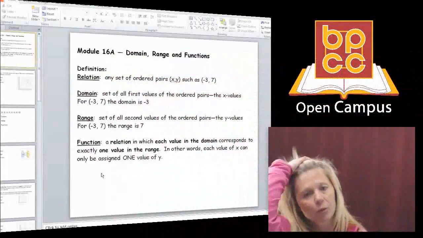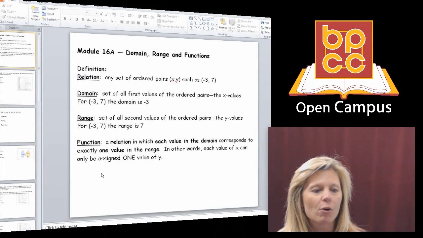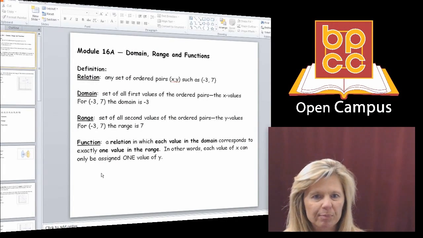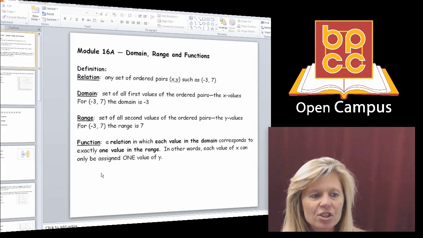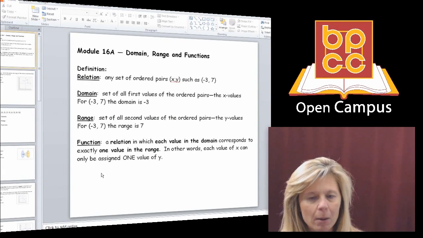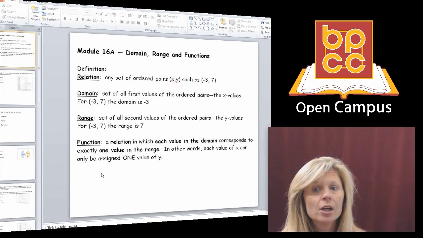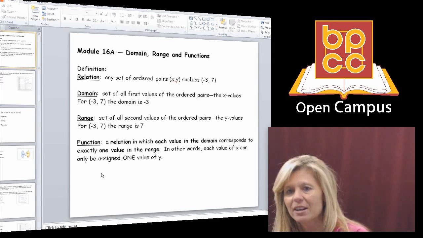Let's first look at the words we're going to be talking about today. We have 4 vocabulary words we want to discuss. The first word is relation. And relation is just another word for an ordered pair. And we all know an ordered pair means you have an x value and a y value. You most simply have a point. So the point, -3, 7.